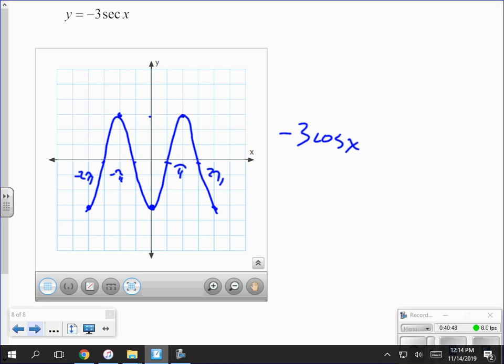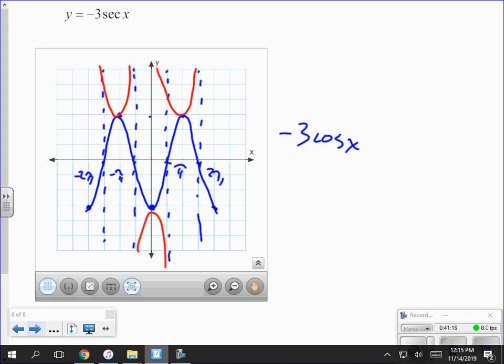How many of you did not catch the negative in front, and thus started up high instead of starting down low? I would never do that. Got to pay attention to that. So our asymptotes are at the pi over 2s. And then if you really wanted to do the other parts, you could do the other parts as well.